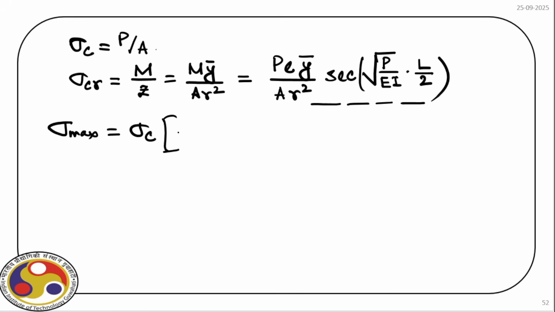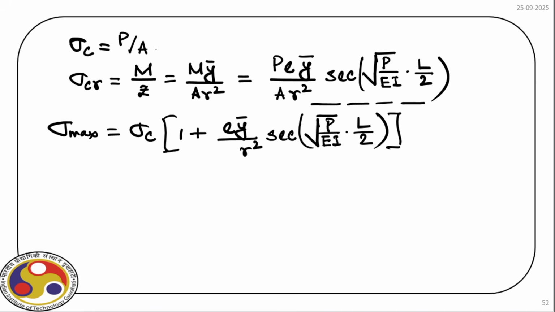Within bracket we have 1 plus e times y bar divided by A r square. It is actually r square because we have already taken P by A common. So e times y bar by r square sec square root of P by EI times L by 2. You can recall that this term is called eccentricity ratio, right?